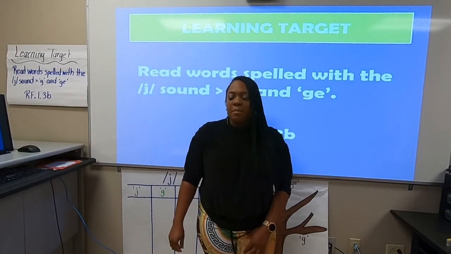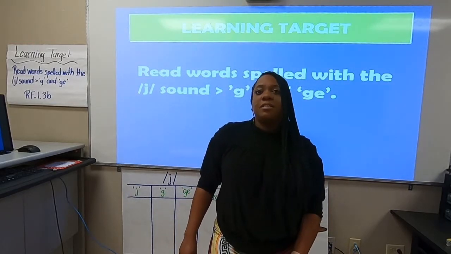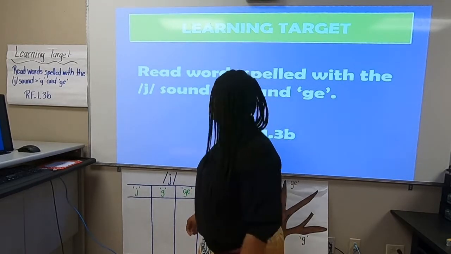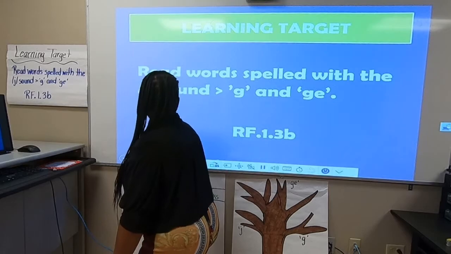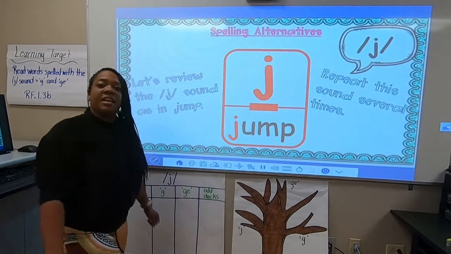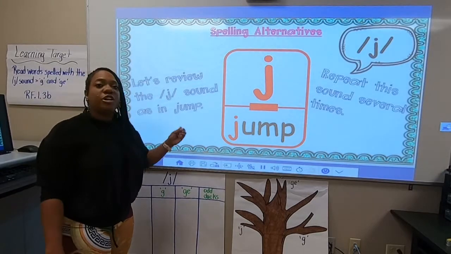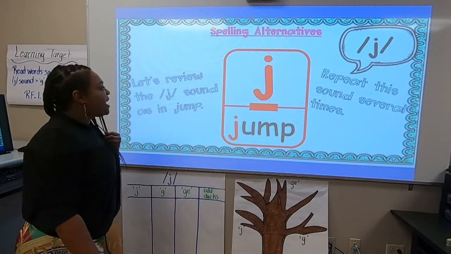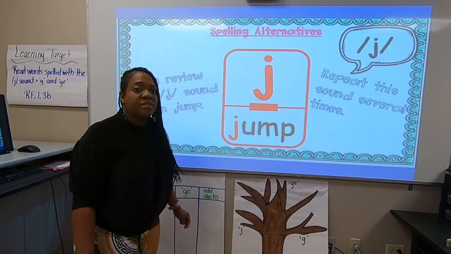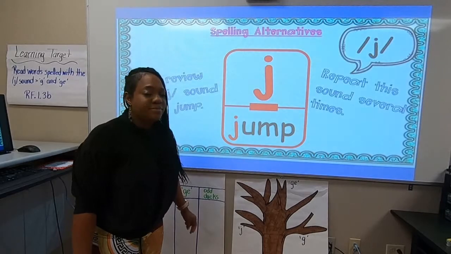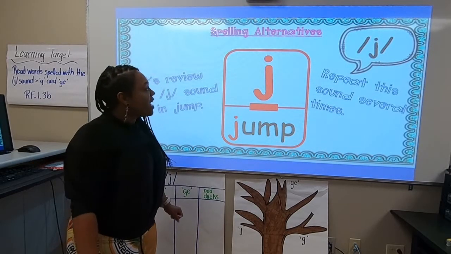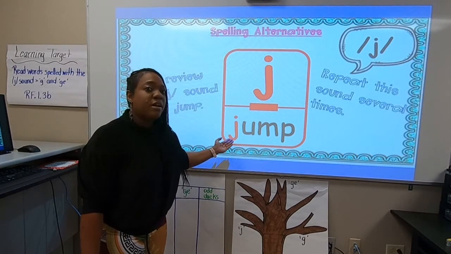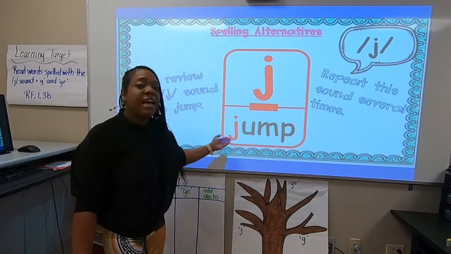Today I'm going to review the basic code spelling for the letter J and introduce two new spelling alternatives. So let's review the J sound as in the word jump. Can you say jump? Everyone say jump. Very good. Now, as you notice, jump has the beginning sound j. Can you say j?